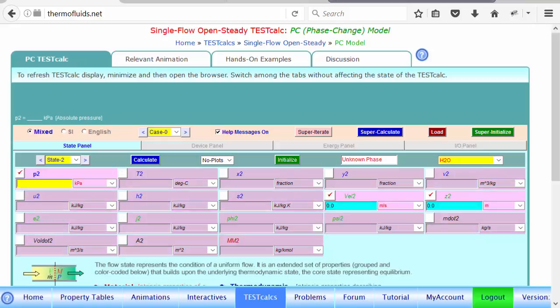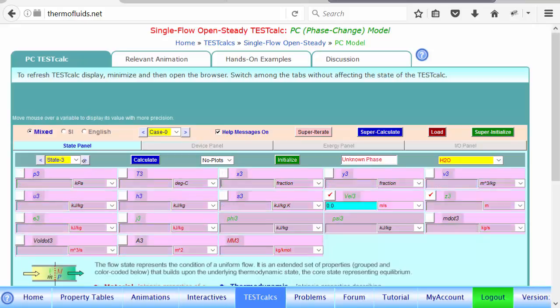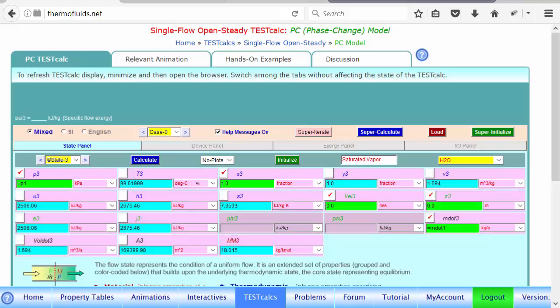State 2, pressure didn't change. Of course, mass flow rate is the same. Notice how I'm using the equations. And how do you specify saturated liquid? The answer is quality. We'll put quality to be 0. State 2 is done. State 3, again, the pressure doesn't change and mass flow rate remains constant. But the quality is now saturated vapor, so 1.